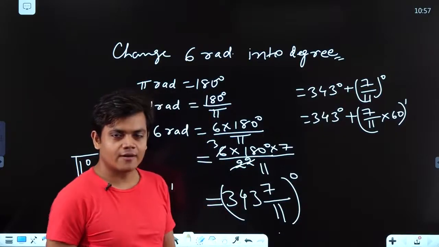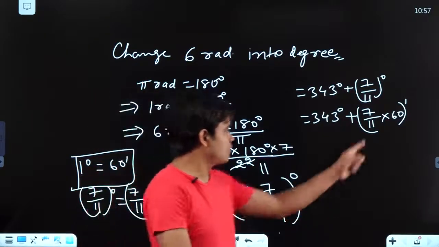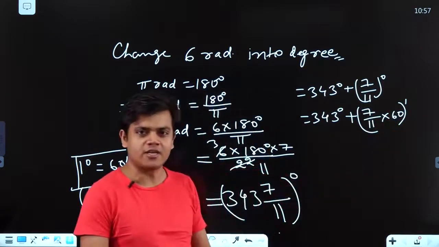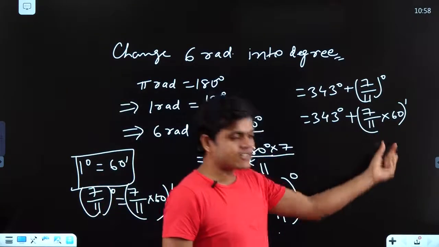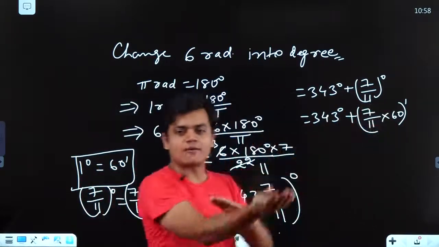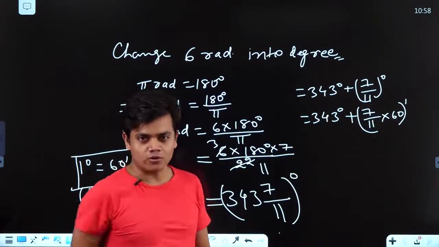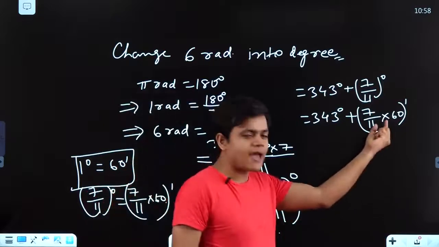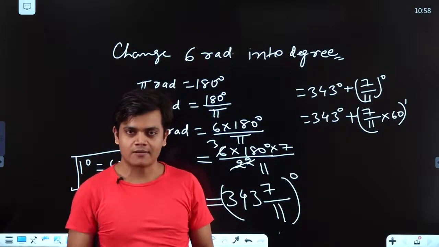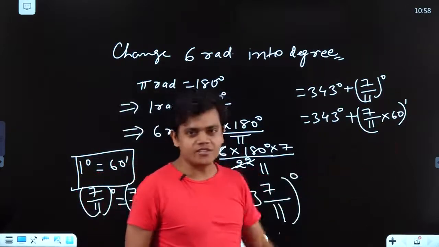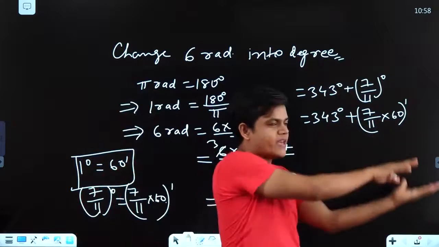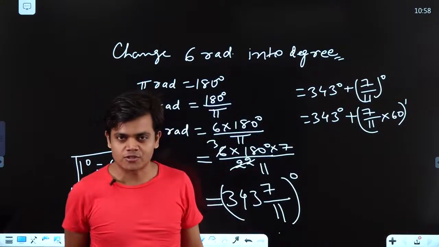Is this clear? Again, what shall we do? You have to multiply these two, 7 into 60, and then you have to divide that by 11, because we have to change it in terms of seconds also. So if this would have come as an integer, then we may stop here, but this is not an integer, therefore we have to do further calculation and make it in terms of the seconds.